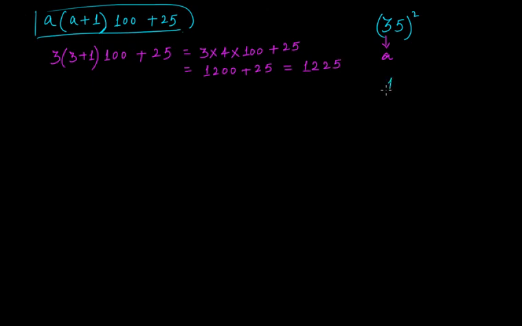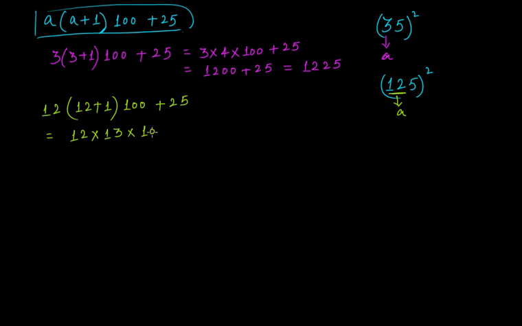Let's take another number. Let's say your number is 125, and you have to find its square. Again, your number ends with the digit 5. So what's a here? a is this 12. So this becomes 12 times (12 plus 1) times 100 plus 25. This becomes 12 times 13 times 100 plus 25. Now if you have to solve 12 multiplied by 13, you can solve it very quickly. This is 12, and we write this 13 as 10 plus 3, and close this within the square bracket, and then this is times 100 plus 25.